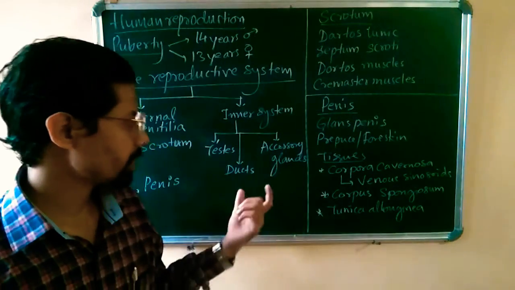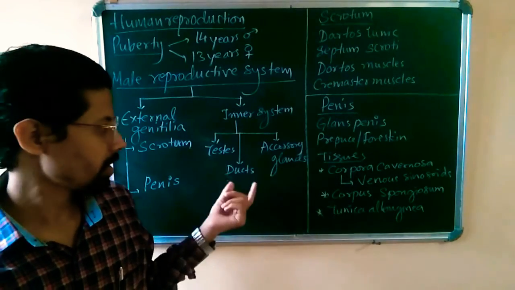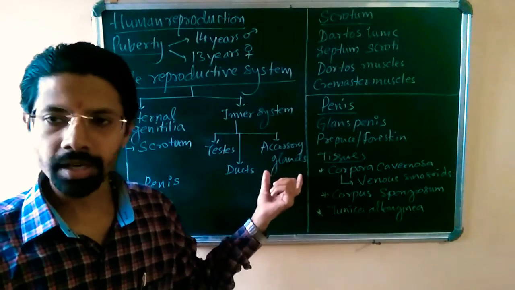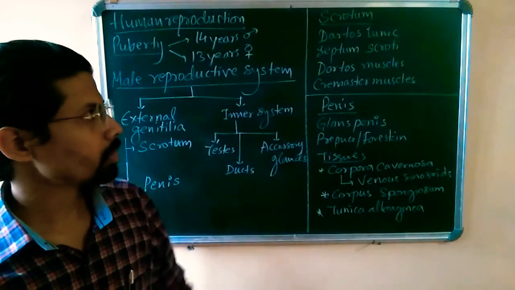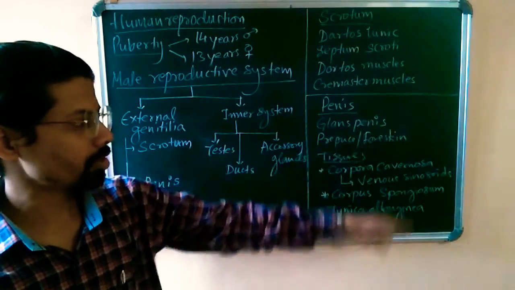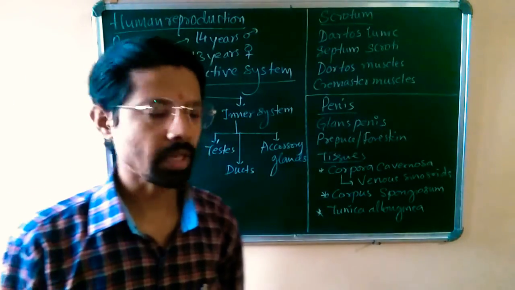Then if you talk about the second part, that is internal organs, it contains one pair of testes, accessory ducts and accessory glands. So one by one we have to discuss it in detail. So in this video we'll continue with the first part, that is external genitalia we'll talk about, and then we'll go for the internal system with the help of a diagram in the next video.